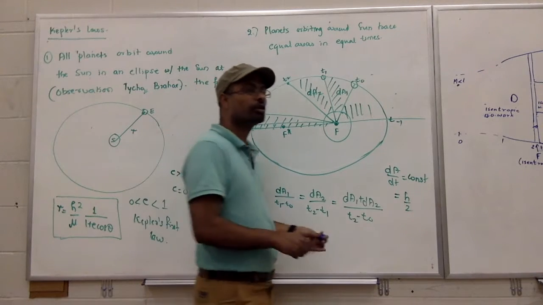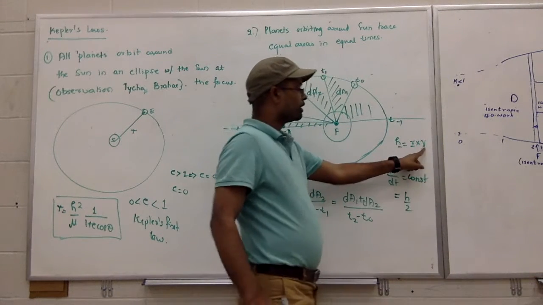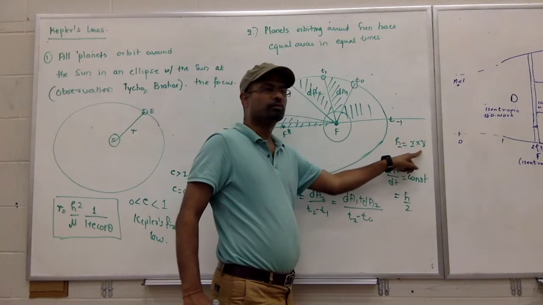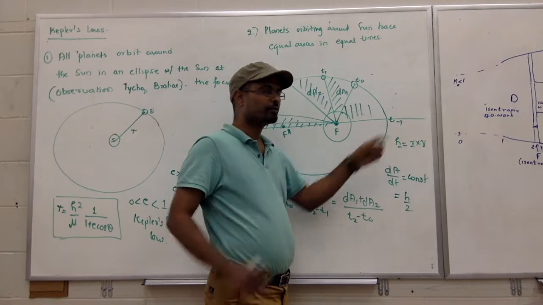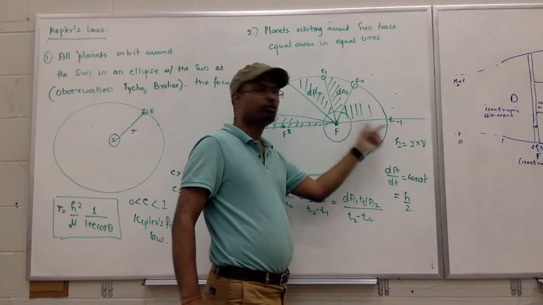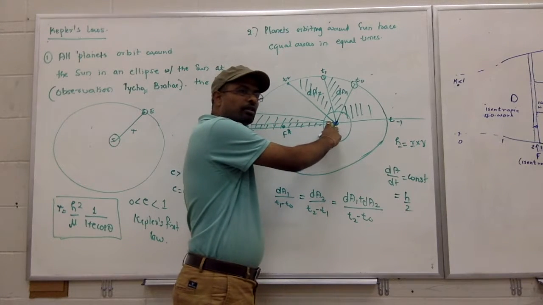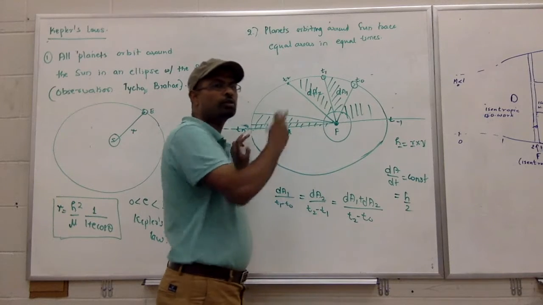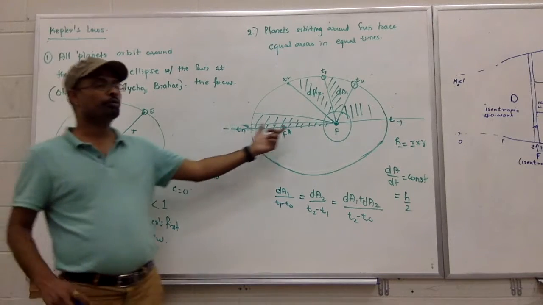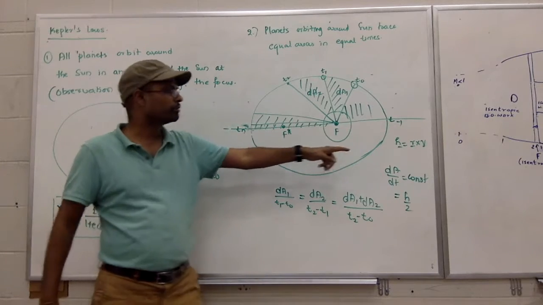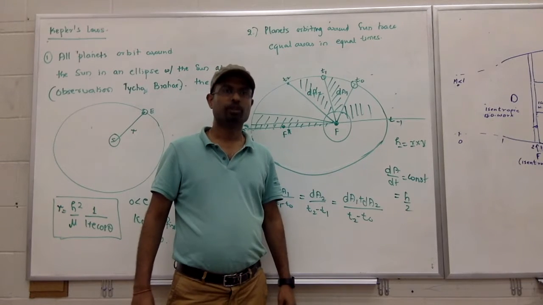What is H? R cross V, right? If V increases, what should happen to H? Now the product has to be the same, right? When V increases, R decreases. Compared to the rest, R is the least, so V has to be the highest. Here R is the highest, so V has to be the lowest. Conserve that. You got it? So if you are trying to verify your calculations, you can simply say H has to be conserved. Let me check if it is conserved or not. You see that? Okay.